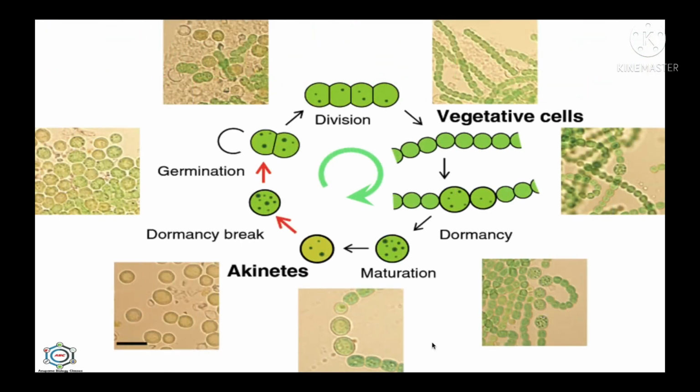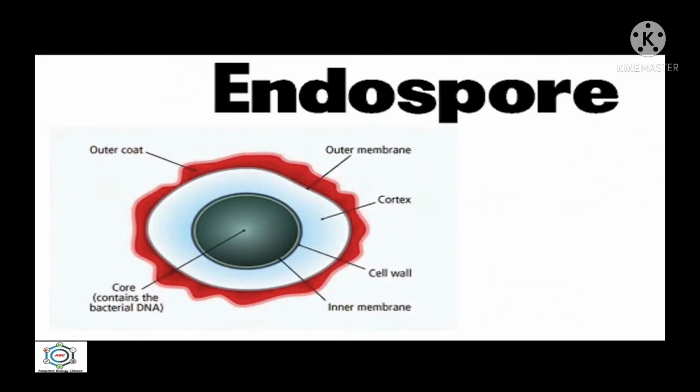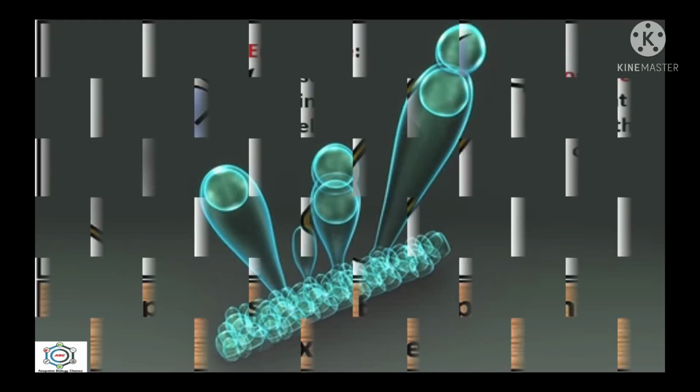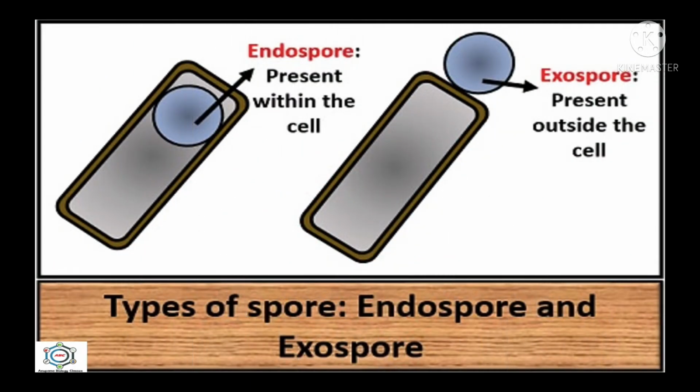Asexual reproduction occurs in cyanobacteria by the formation of akinetes. Here you can see this is the process of asexual reproduction, where thick-walled perennating spores have stored food material. Next is endospores, that is, spores produced endogenously within a vegetative cell. Next is exospores, that is, spores produced exogenously. So the difference between endospore and exospore is that the endospore is present within the cell and the exospore is present outside the cell.